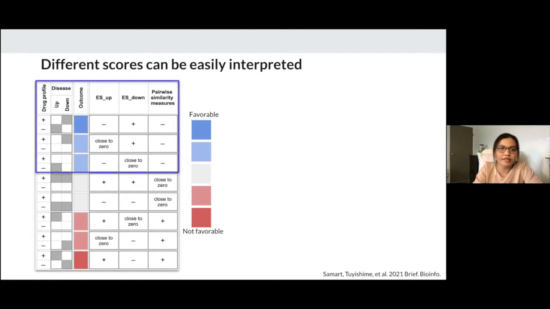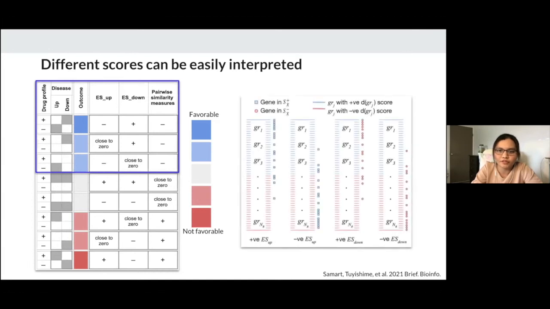Basically, the first three rows here are the cases where we have a favorable outcome, where the score gives us a reversal relationship between disease and drug. In these three cases, we can observe the reversal relationship by looking at the negative enrichment score for disease upregulated genes, or the positive enrichment score for downregulated genes, or the negative score of the pairwise similarity measures. These three scenarios correspond to the two cases we discussed earlier in the talk.